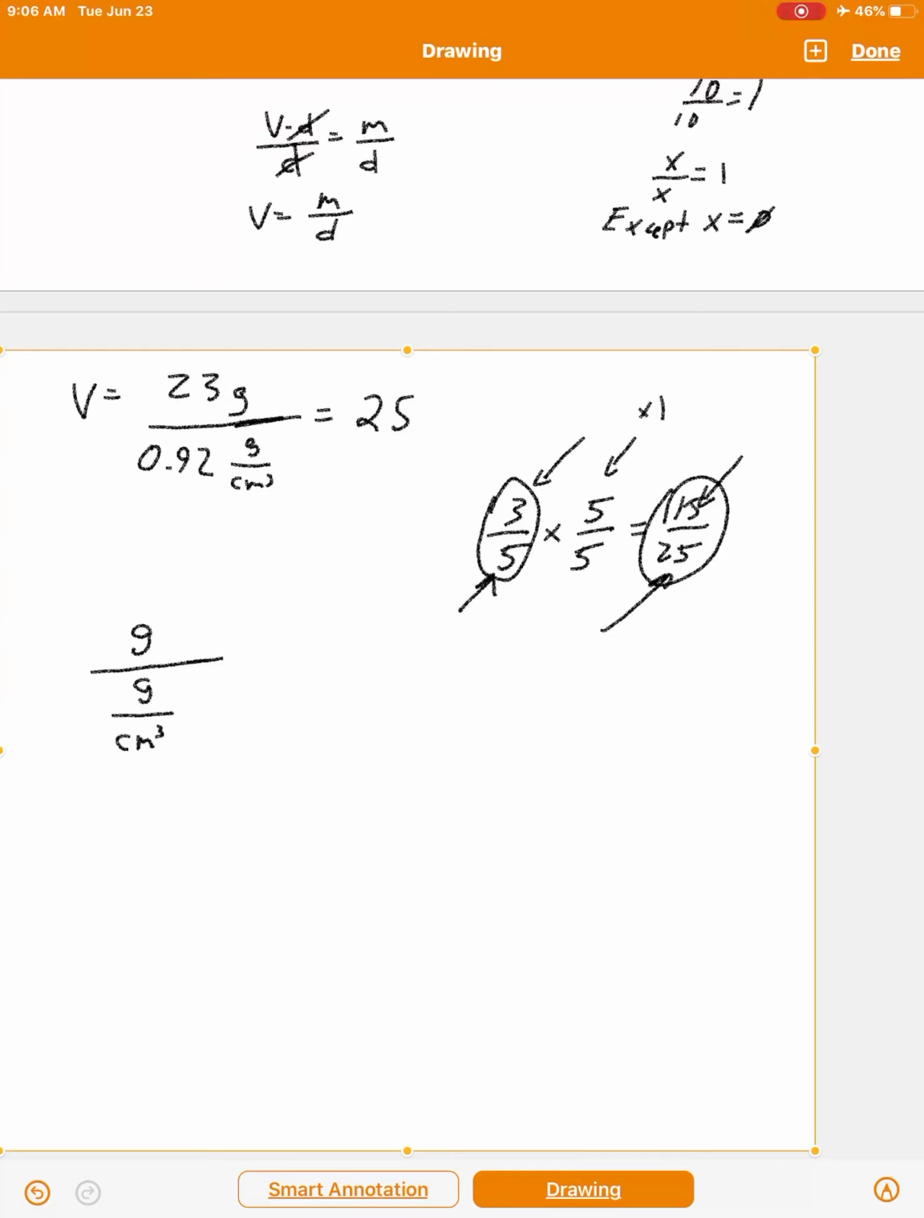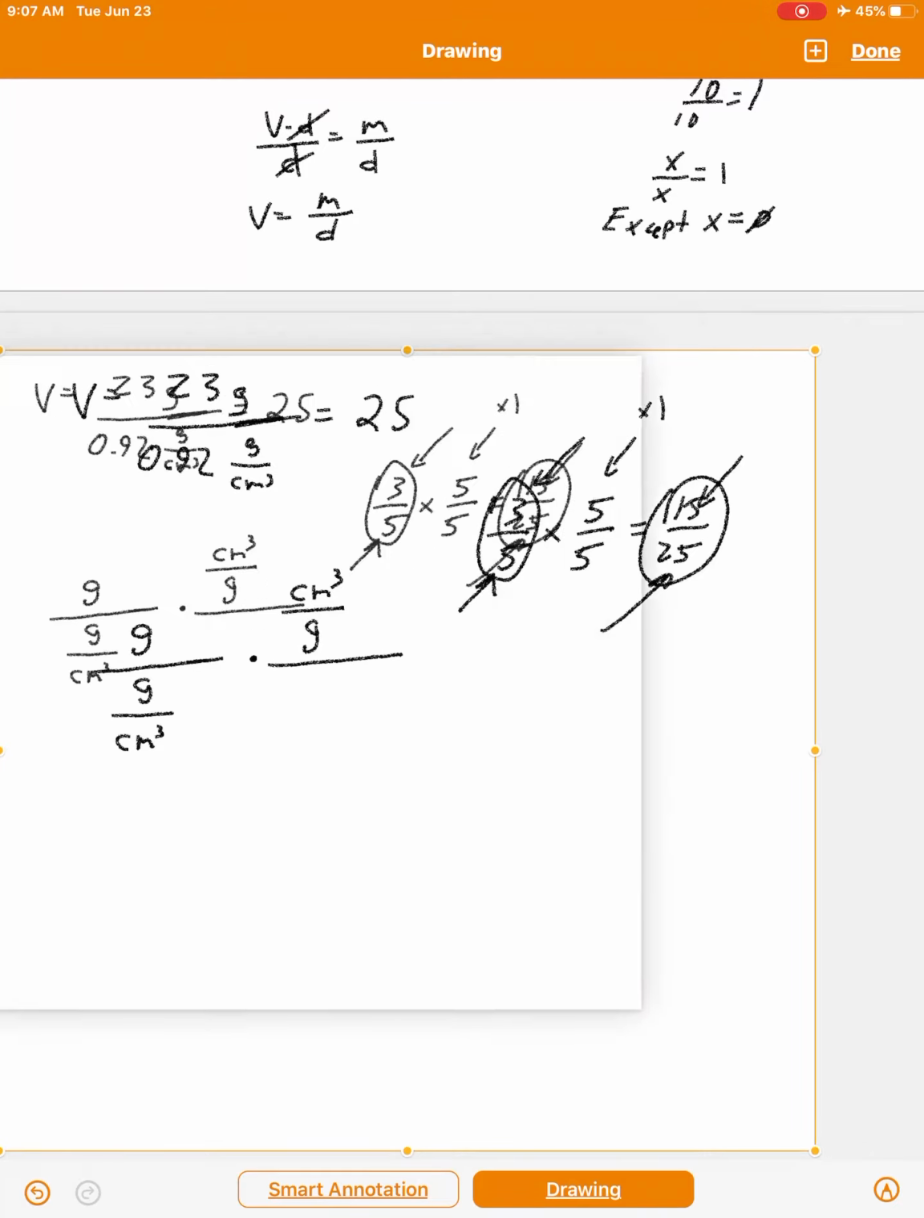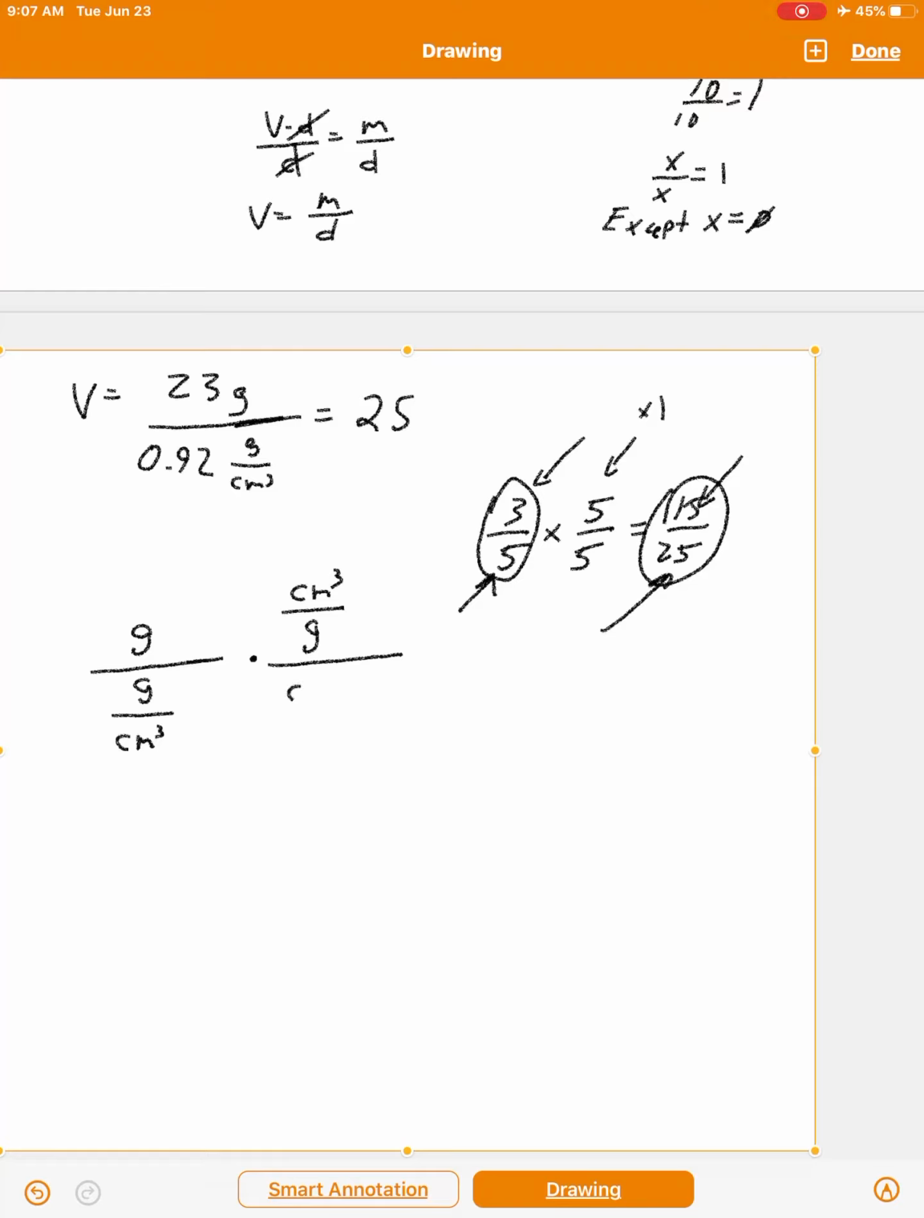So here's what I'm going to do. I'm going to multiply this ratio by centimeters cubed over grams. I'll show you why I'm doing that. It's the reciprocal of what's in the denominator here. Grams over centimeters cubed, right? So centimeter cubed over grams. So when I do that, I'm really just multiplying by 1, right? Centimeters cubed per gram over centimeter cubed per gram is just 1. But here's what happens. In the denominator, these cancel. So now everything in the denominator has turned out to be 1.